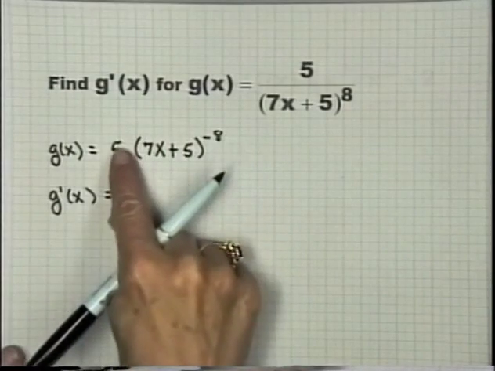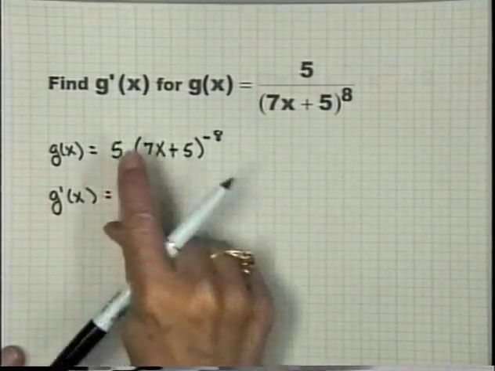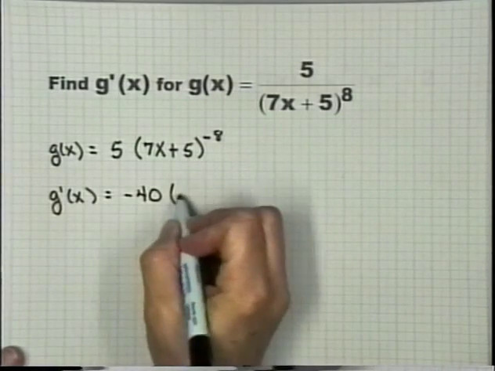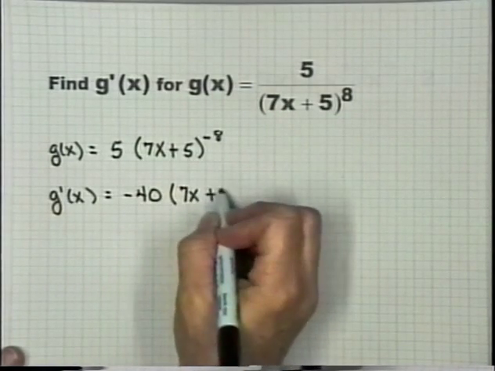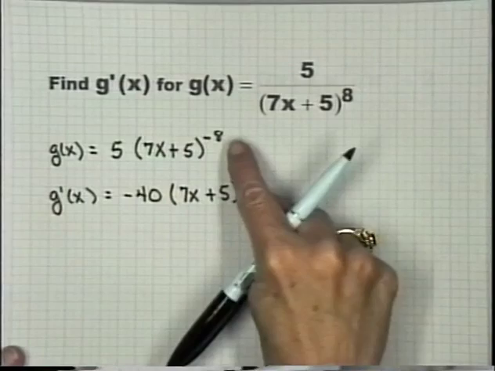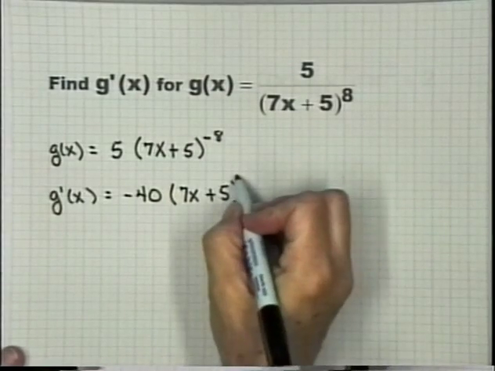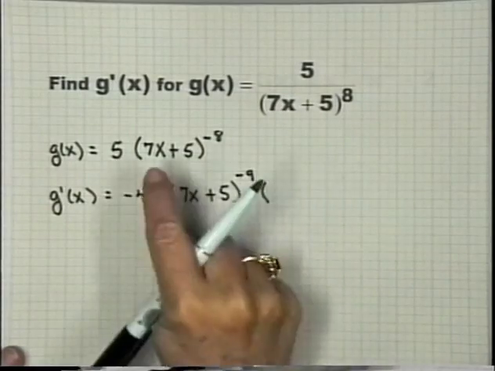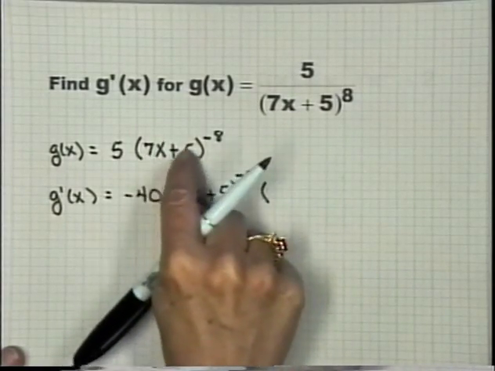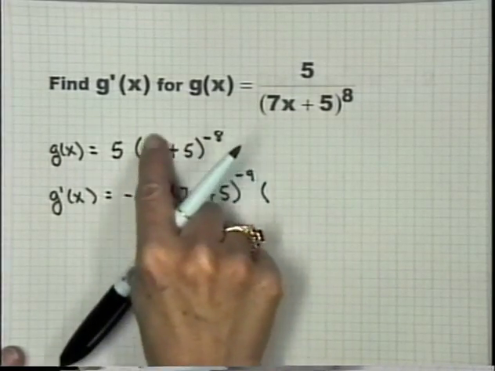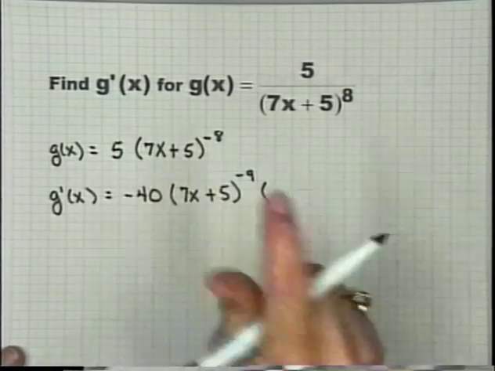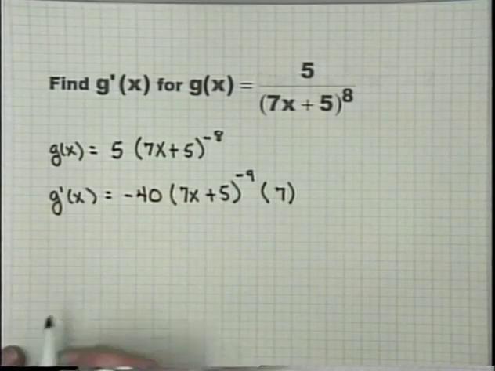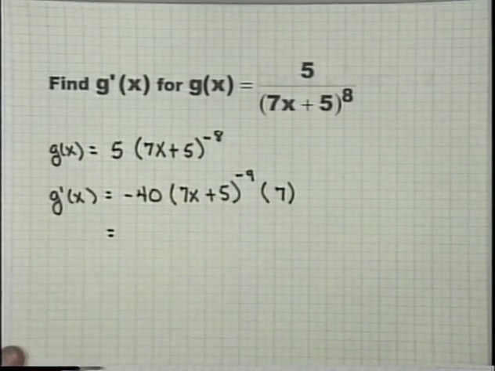The negative 8 will come down, and since we have the 5 in front, we'll multiply those. 5 times negative 8 gives us negative 40. Then we're going to write our quantity, 7x plus 5, subtract 1 from our exponent, which gives us negative 9, and then remember the chain rule part, we come inside and take the derivative of this function inside. The derivative of 7x plus 5 is a 7. Okay? Again, we now have the derivative, but we're going to simplify.